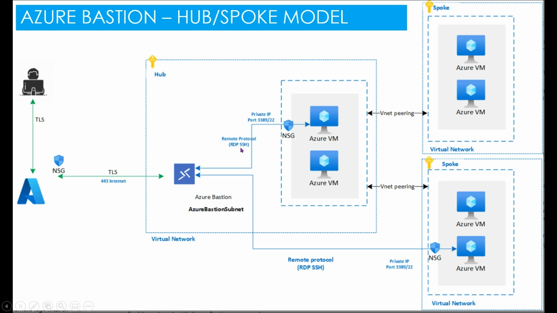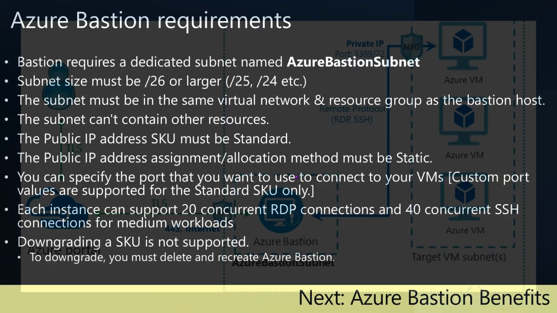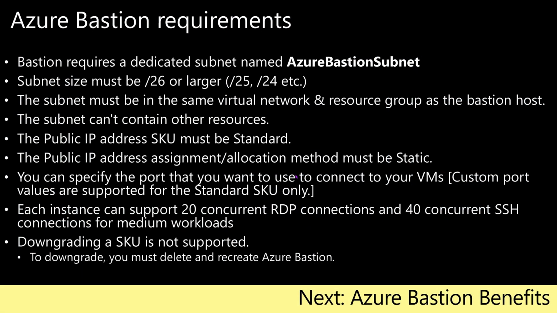And from this hub VNet to the backend subnets or backend VNets, you can access all the systems using the private IP address. That's the beauty of Azure Bastion. This is very much simplified. If you're a customer with just a single VNet, it is much more straightforward to access. For Azure Bastion, you need to create a separate subnet within the VNet where you want to use it.